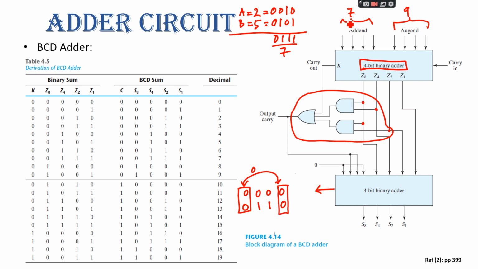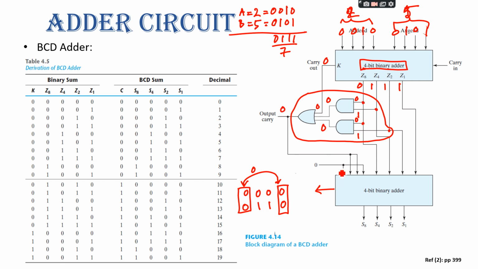Yes, sir. Now if you put 2 here and 5 here, 2 should be 0, 0, 1, 0 here, and 5 should be 0, 1, 0, 1 here. The addition would be 0, 1, 1, 1, right? Yes, sir. And the carry here should be 0. So this 0 comes here, and these inputs should be 0 and 1, so the output would be 0. Again this is 0 and this is 1, so the output of this AND gate would be 0, so the carry out would be 0.